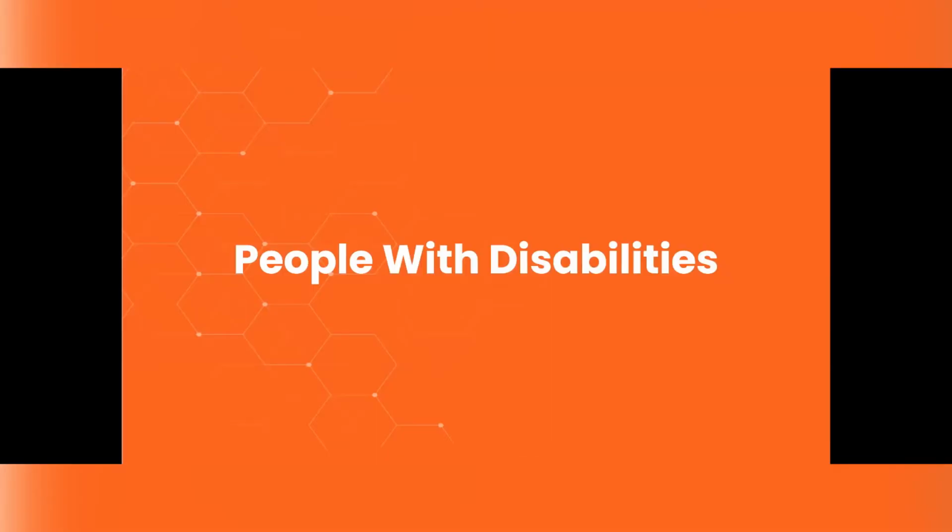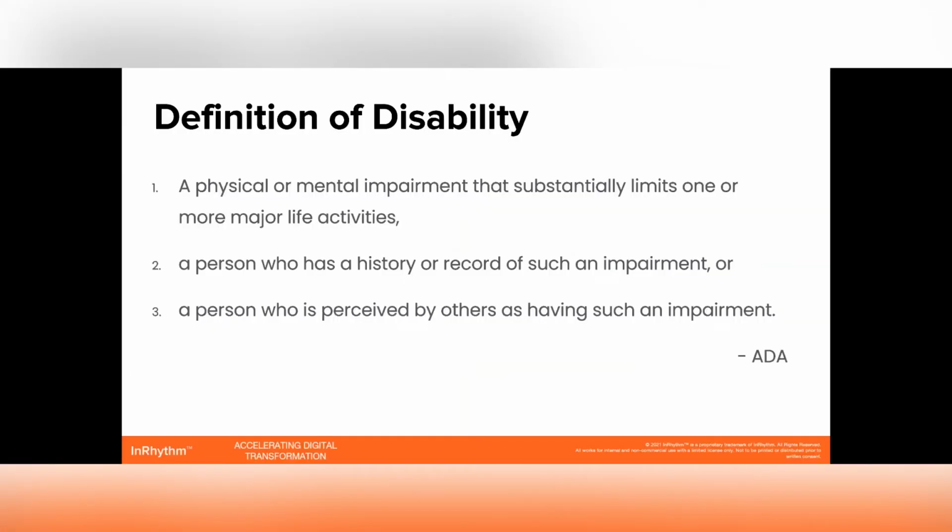Third, people with disabilities. According to the ADA, disability is a physical or mental impairment that substantially limits one or more major life activities, a person who has a history or record of such impairment, or a person who is perceived by others as having such an impairment. For example, for definition 1, if you have cancer, you would be considered disabled.